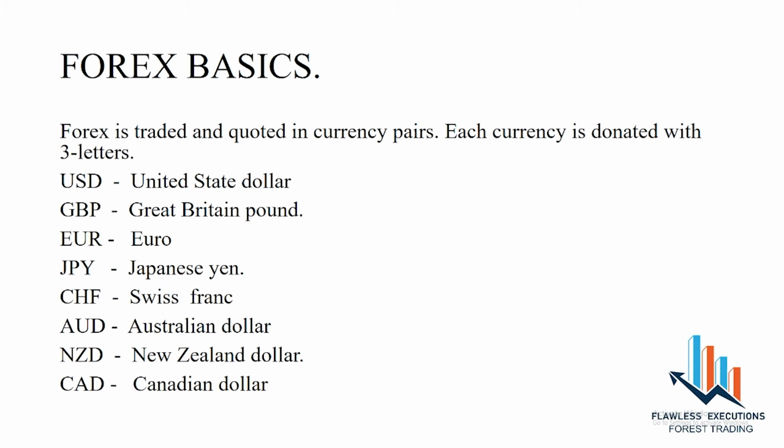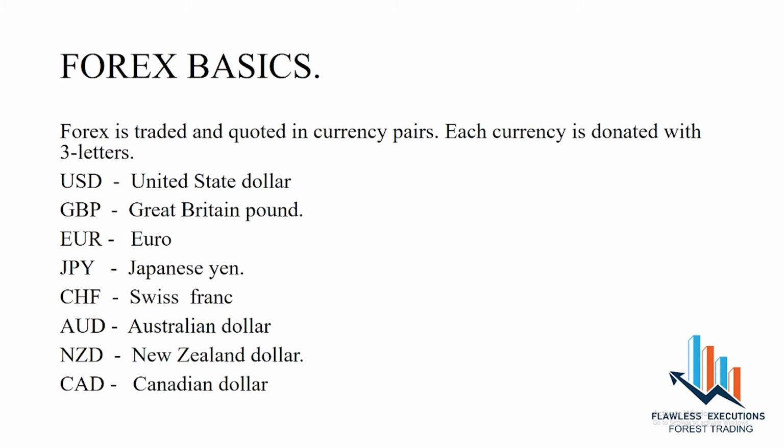So forex is traded or quoted in pairs, and each currency in a quoted forex pair is given a three-letter code. These are the eight major currencies we trade: the USD for the United States dollar, the GBP Great Britain pound, the EUR the euro, JPY Japanese yen, CHF the Swiss franc, the AUD the Australian dollar, NZD New Zealand dollar, CAD the Canadian dollar. So these are the eight major currencies that we trade in forex.